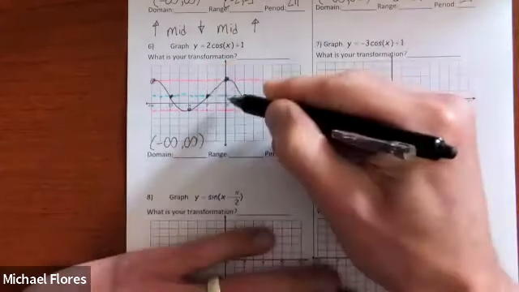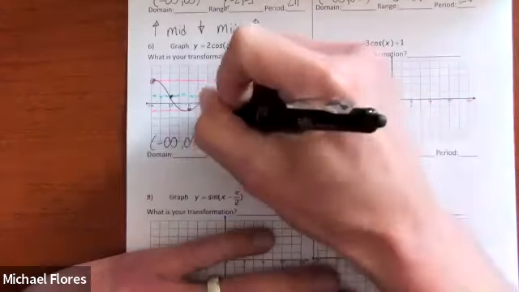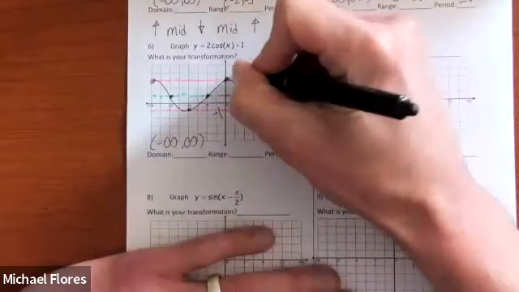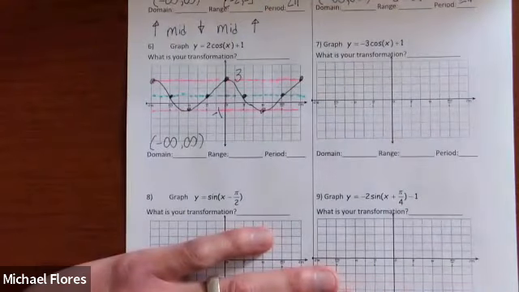Take a look at our range. So it looks like that pink line is going through -1 at the y-axis. 1, 2, 3, and +3 at the y-axis.